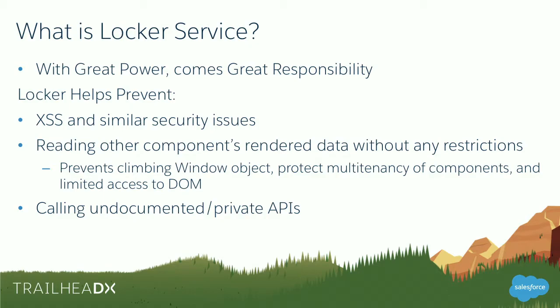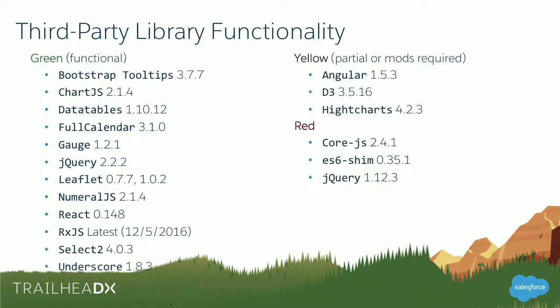So here are some of the key things that Locker helps prevent on Lightning. It protects against some of the cross-site scripting security issues, which is really important since you're building all these components next to each other. And of course, we're preventing components from reading rendered data or accessing the window and DOM object without restrictions. What that means is today, if a rogue developer wants to create a component to consume other components' data within the UI, they won't be able to do that. Without that kind of safety net, it's really easy for them to hop between components. And of course, we restrict calling undocumented and private APIs. That's just another security measure as well.